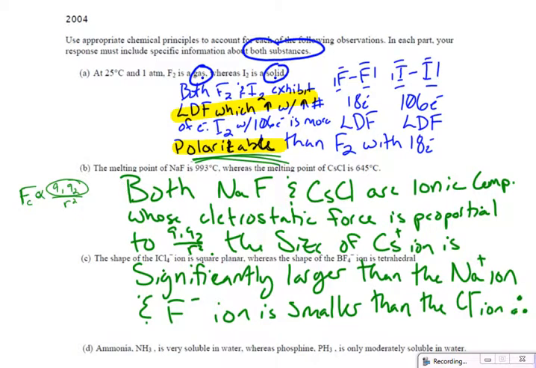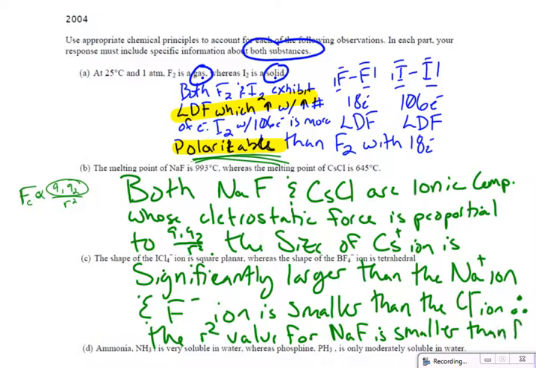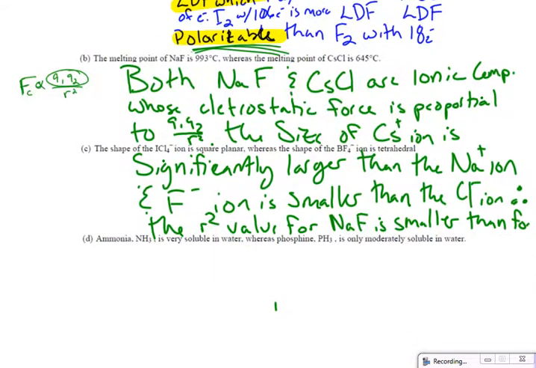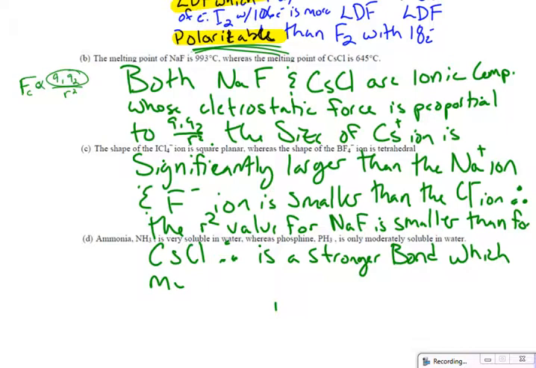Therefore, the R squared value for sodium fluoride is smaller than for cesium chloride, and therefore is a stronger bond which must be overcome to melt. Whew. A lot of writing there.